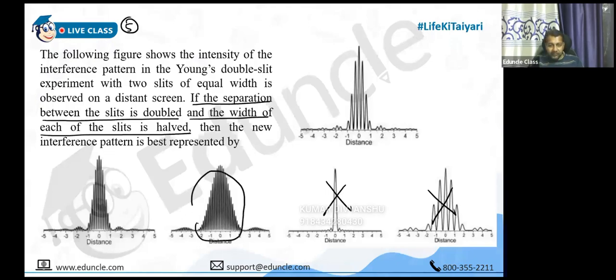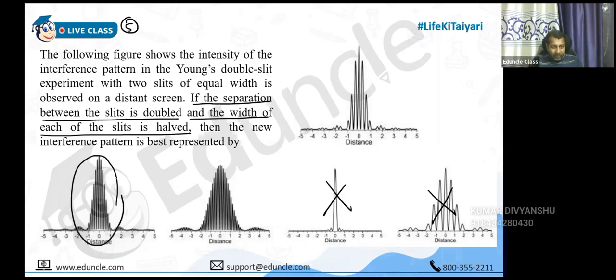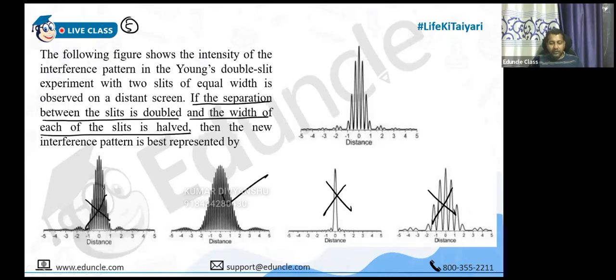And then it is getting doubled. You can see this. And then if the width of each slit is halved, then the width of the diffraction maxima will become double. Here the width of the diffraction maxima remains the same, from -1 to 1. You can see here -1 to 1. So this is also wrong. So the only correct option is this.